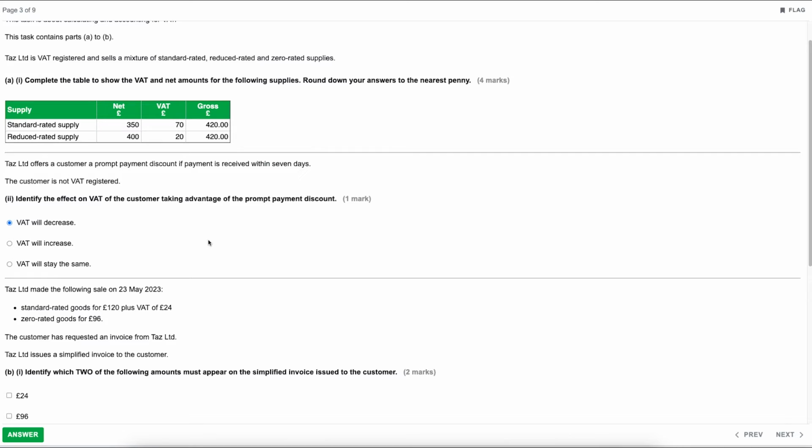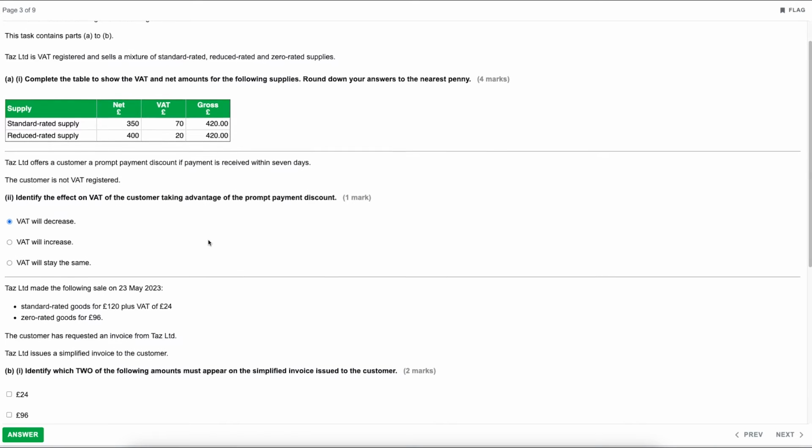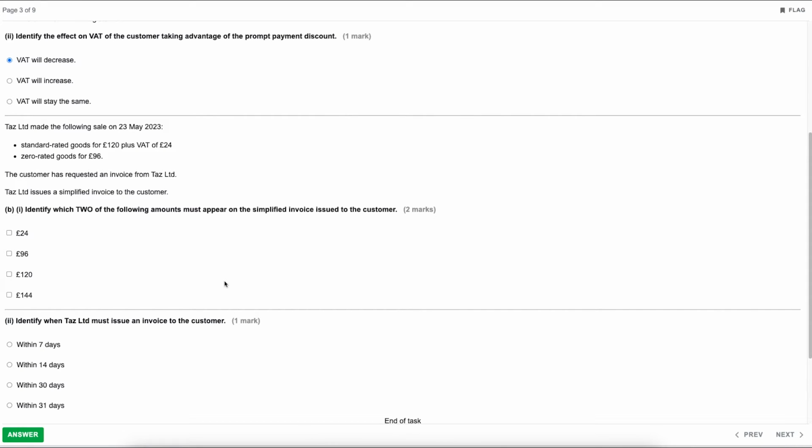Think about prompt payment discount. If we just chuck some numbers in, let's say it was £500, and you were offered a prompt payment discount, say 5%, 10%, whatever it is, that's going to reduce that value if you take it. And that in turn, as I said, reduces the VAT on that amount. So the VAT will decrease. Okay, and then moving on to the next one.